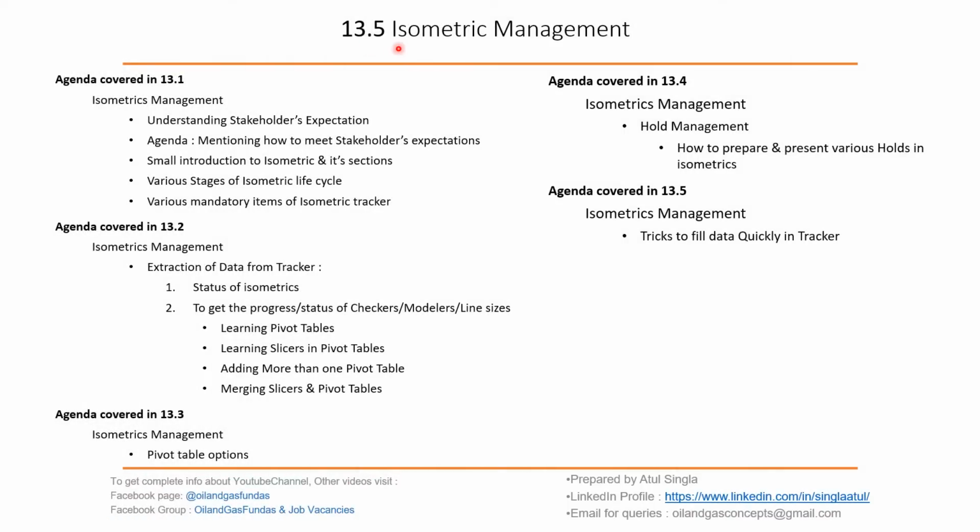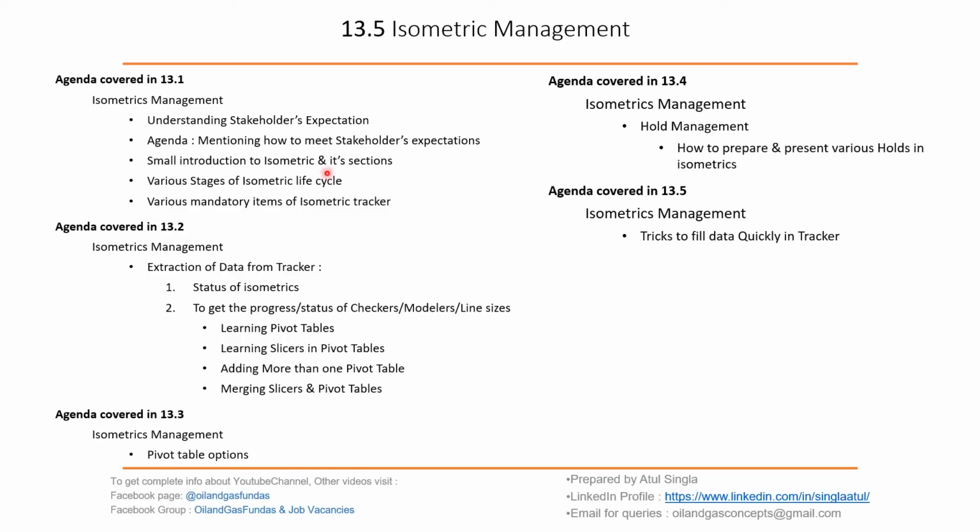Welcome to the fifth part of the isometric management section. We have already covered four parts. In the first part, we discussed the various stakeholders and their expectations, then how to meet those expectations, and a small introduction to isometric and its various sections.